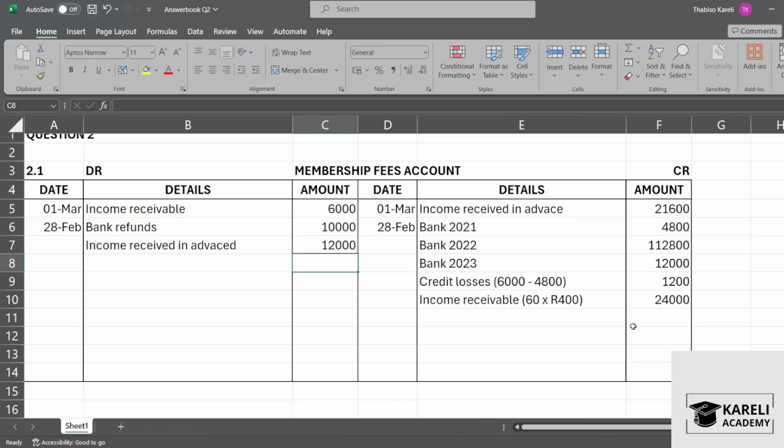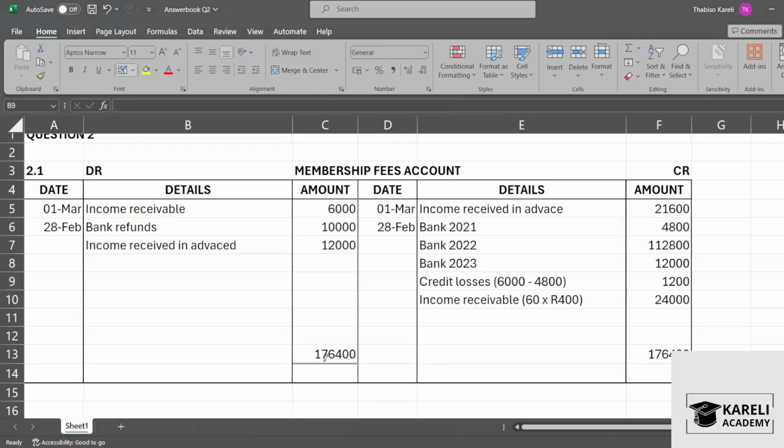Now we need to balance the two sides. Guys, I'm using Excel. I'm just going to use AutoSum. AutoSum will add all these amounts. Therefore, how much is it? It's 176,400. And then the difference between these two sides, we call it the income and expenditure.